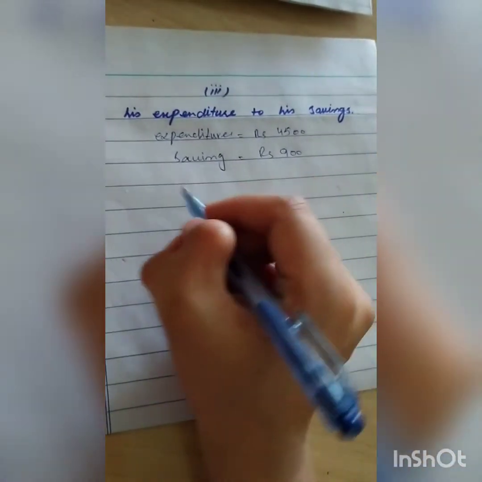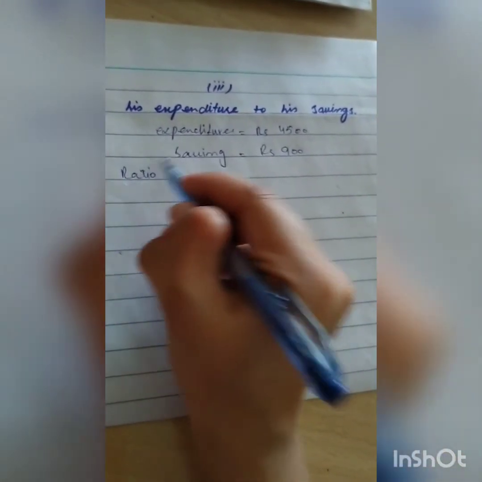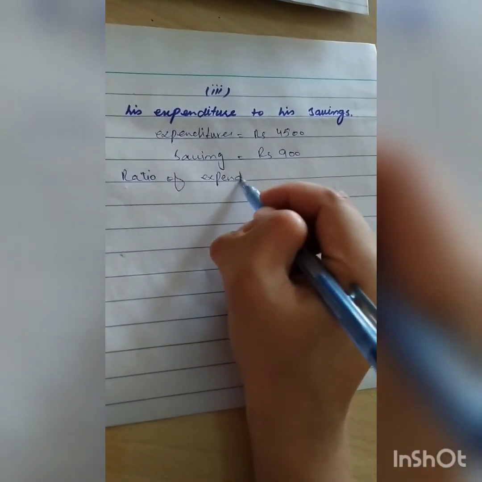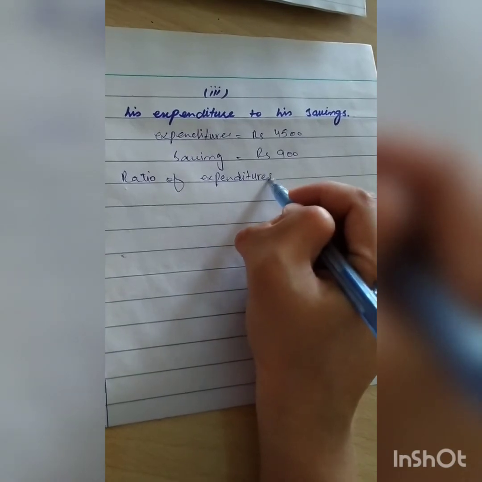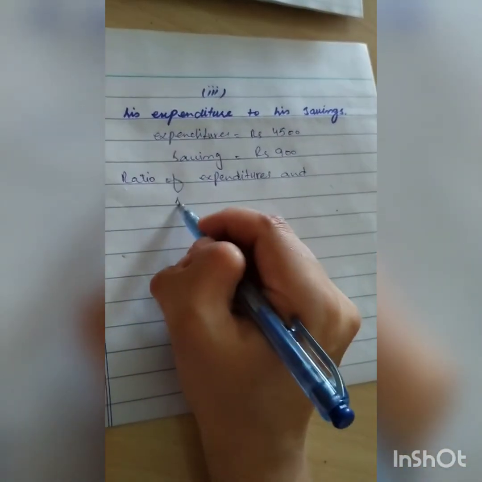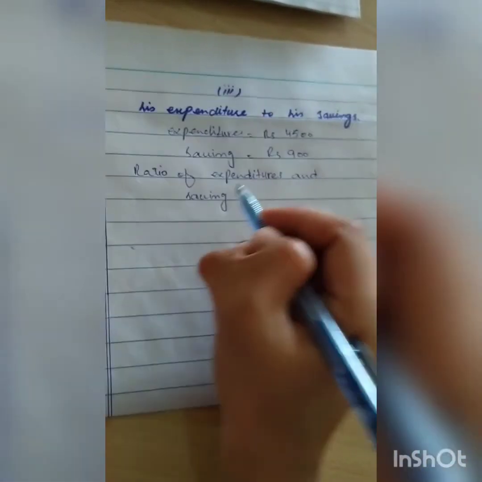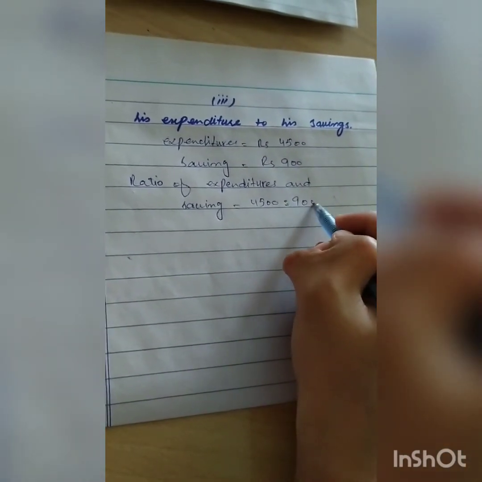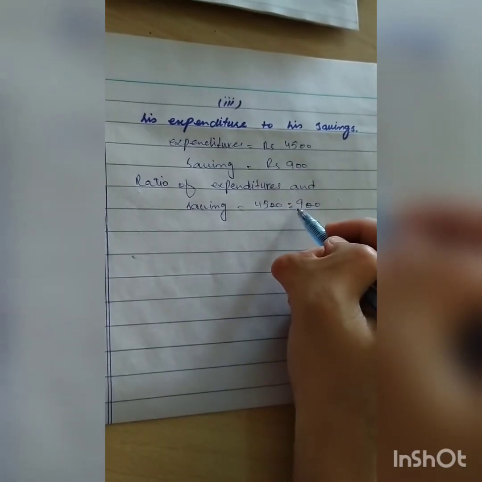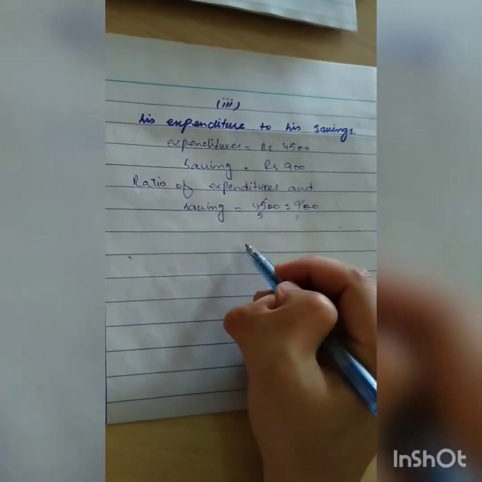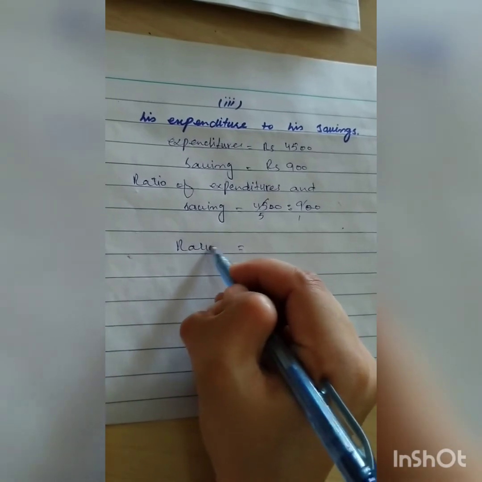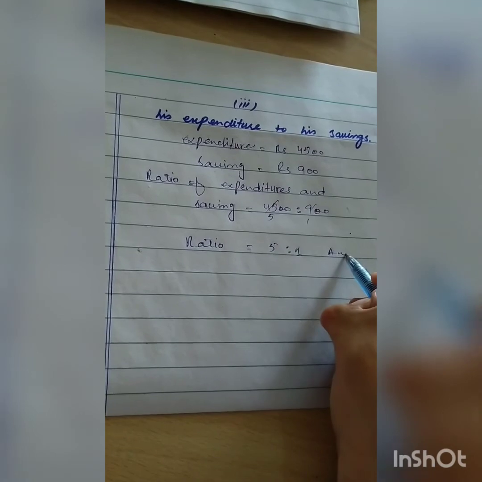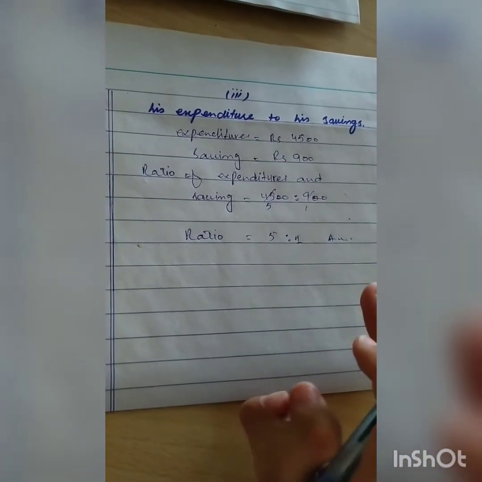Clear? Now we will find the ratio of expenditure and saving, which is equals to 4500 ratio 900. Zeros cancel with the zeros, and 9 1s are 9, 9 5s are 45. So the required ratio is equals to 5:1. This is the answer of the third part of question number 7.